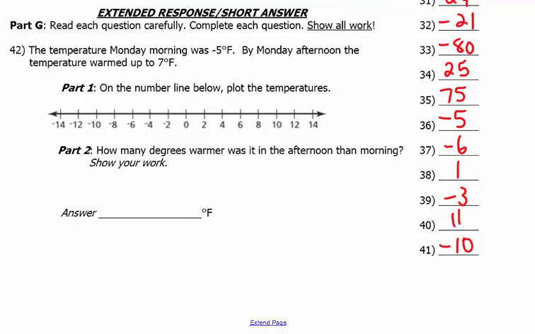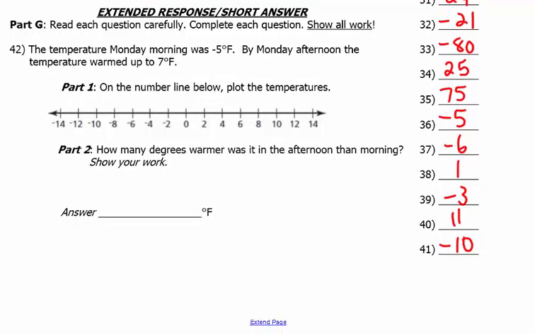On the next part is where we start extended response short answer. That's where we show all work to receive full credit. The temperature Monday morning was negative 5. By afternoon, the temperature warmed up to 7. Plot the temperatures. So negative 5 is here. This is Monday a.m. Make sure you label it. And 7 degrees is here. That's Monday p.m.